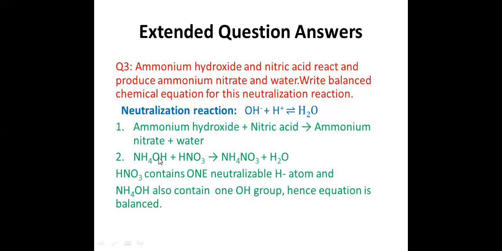It means that hydroxyl group from the base and hydrogen atom from an acid will react together to form water, and then ammonium group and the nitrate group will combine together to form ammonium nitrate. Ammonium having positive charge and nitrate having negative charge will give us salt. So nitric acid contains one neutralizable hydrogen atom, and ammonium hydroxide also contains one hydroxyl group. Hence equation is balanced.